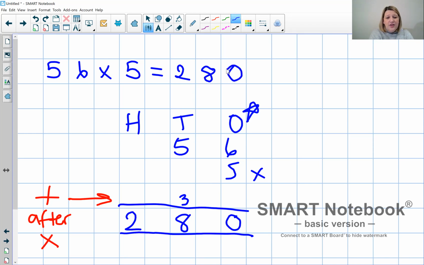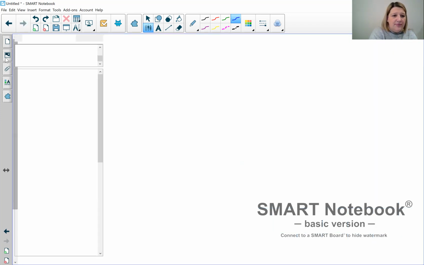280. Okay, so if I've got numbers that I've exchanged across here or I've regrouped across here, I add them after I've done my multiplication. Really important. Right. Oh, I've lost my grid.